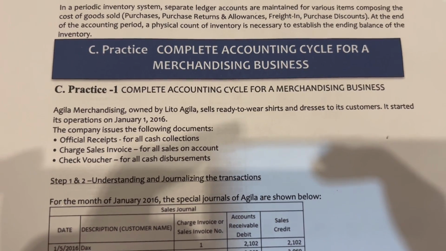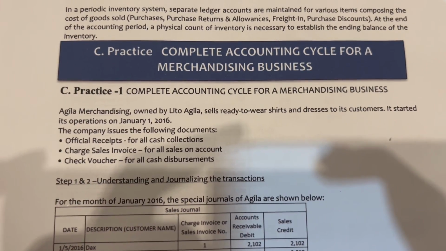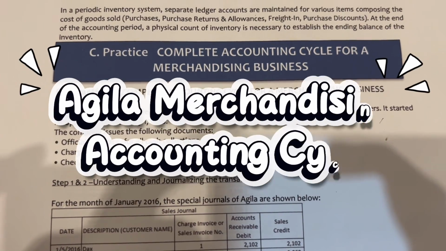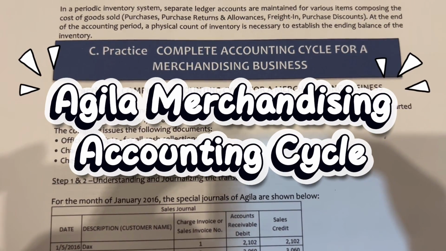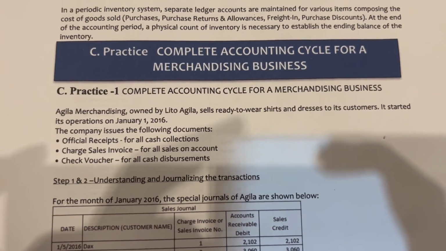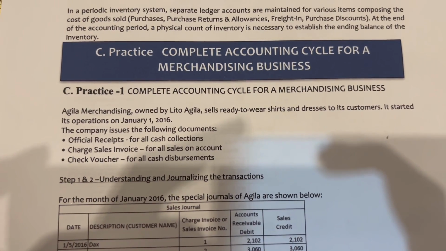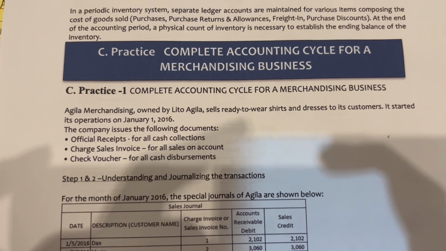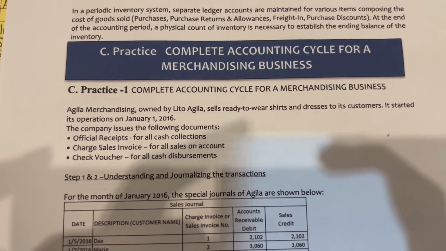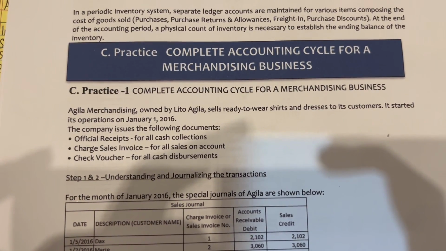Good day everyone. Today we will talk about the accounting cycle of Aguila Merchandising. Accounting helps businesses keep track of their money, what comes in and what goes out. Let's see how Aguila Merchandising records and organizes its financial transactions step by step.